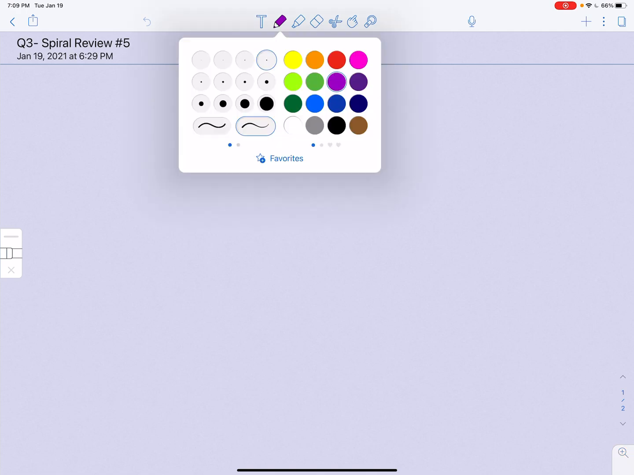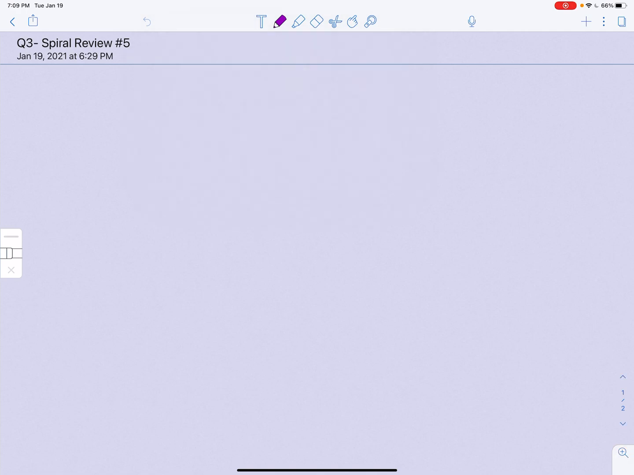All right, me lovelies. Today we are going to do spiral review number 5, and we are going to start right off with the first question. And I'm on the wrong page. So what the first question says is compare the numbers 3/5 and 1/2.